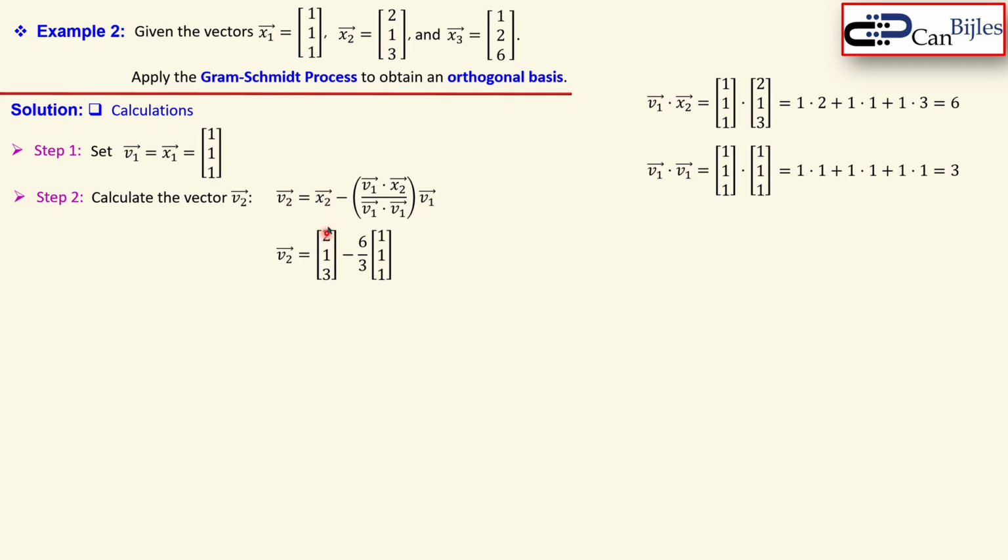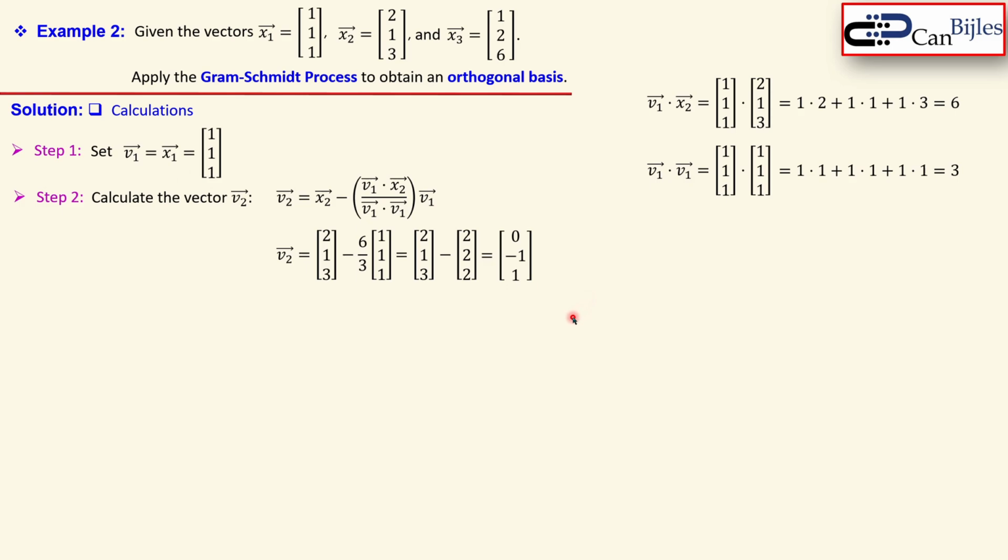Now we need to do x2 minus this, which is then given here, and that will result in 0, minus 1, and 1. Now you can already check that the v1 and the v2 are orthogonal. You can just multiply this out. You can see that this is indeed 0, so the dot product of the v1 and v2.